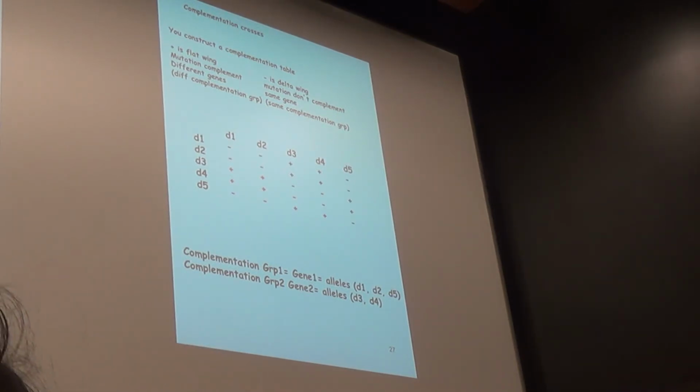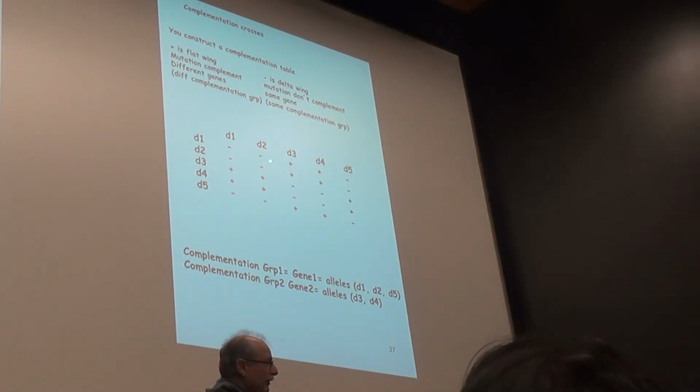So it's very quick, very straightforward. No hidden problems here, basically. The important thing is it's internally consistent. If D1 does not complement D2, D2 will not complement D1.